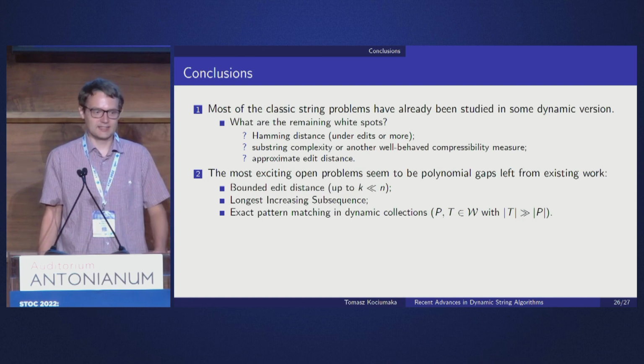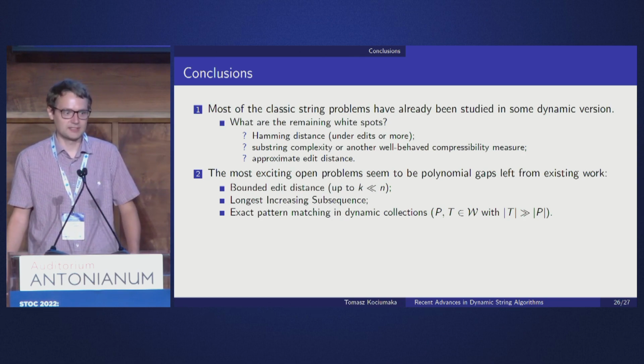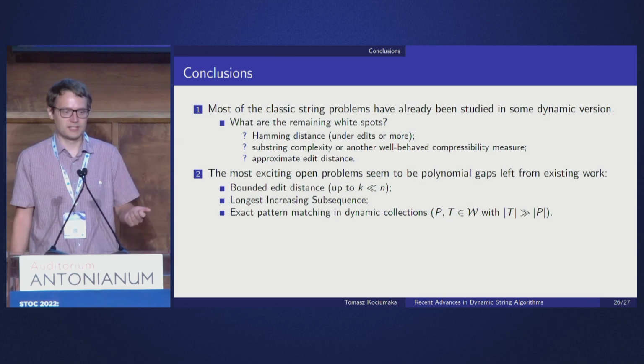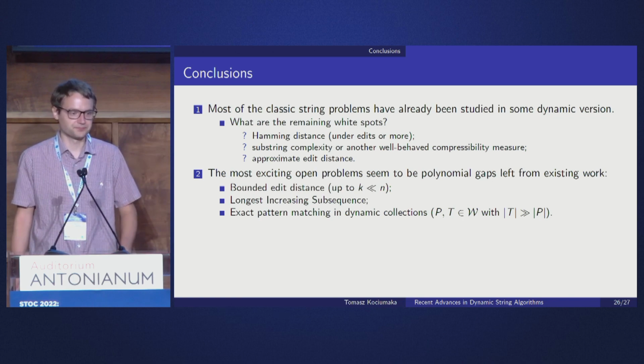Then for LIS, we have a large gap. We have n to the 2/3 update time, and hypothetically, this could be polylogarithmic. And for example, for exact pattern matching in dynamic collections, we had this factor t over p, and for the decision version of the problem, it's not clear why it should be there.